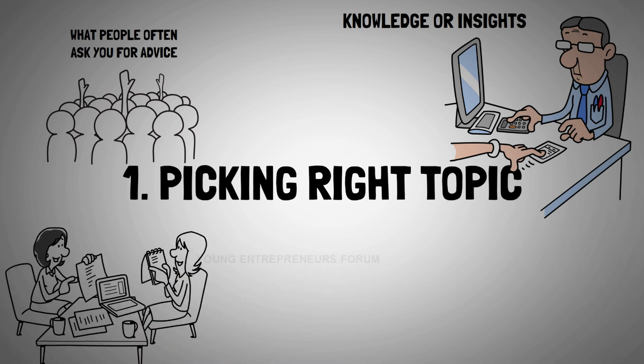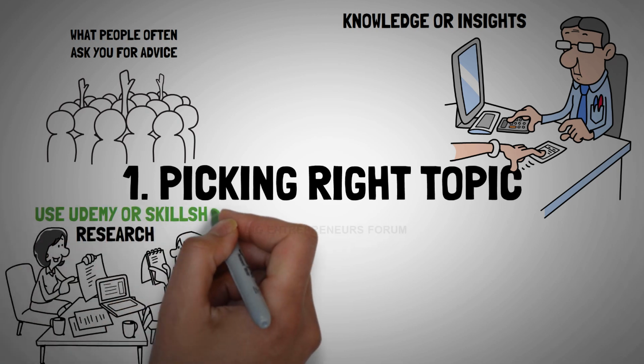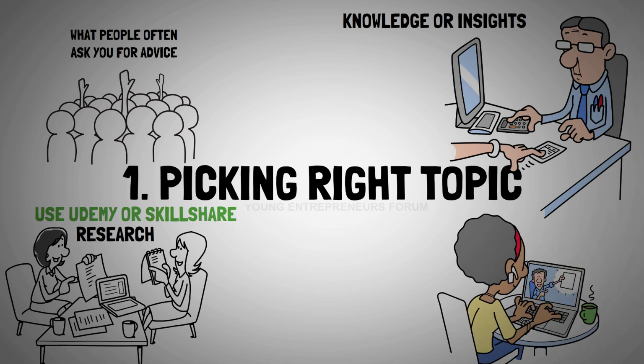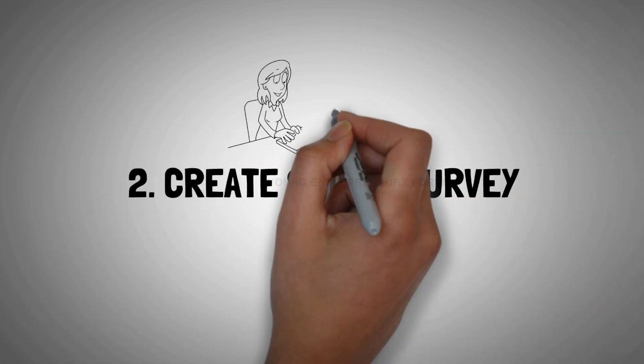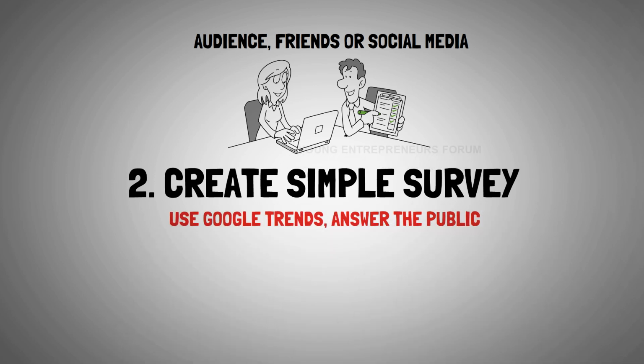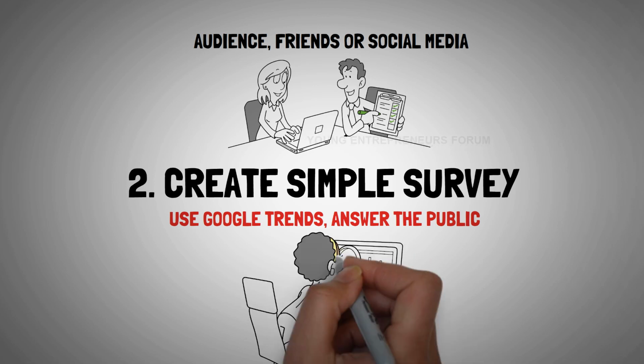But before you dive in, it's smart to do a bit of research. Check out online learning platforms like Udemy or Skillshare. See what's trending in your niche and read through reviews to see what learners love and what they wish they could see more of. Create a simple survey and share it with your audience, friends, or on social media. Use tools like Google Trends or Answer the Public to see if people are actively searching for answers in your course topic.